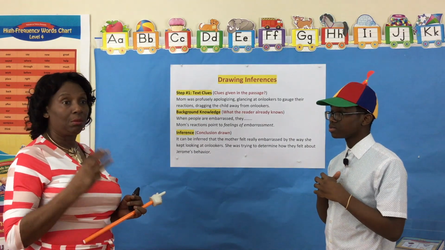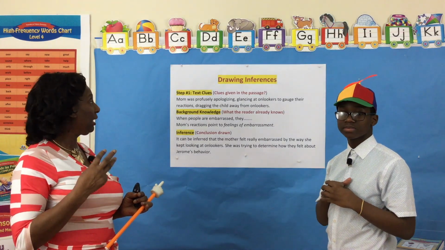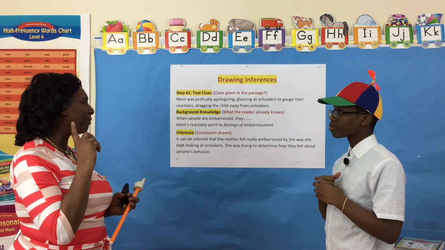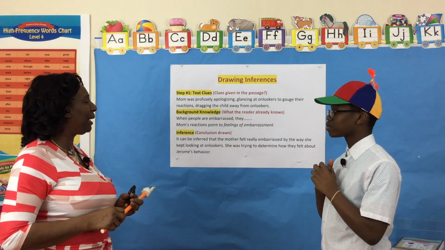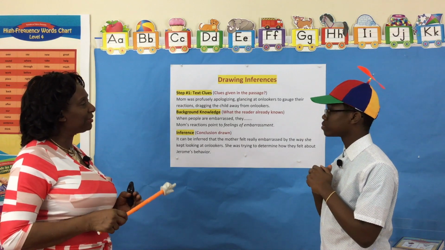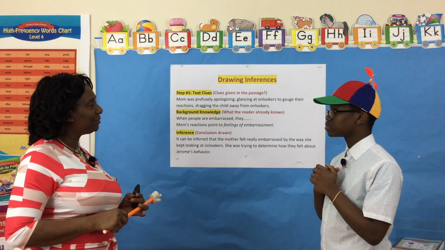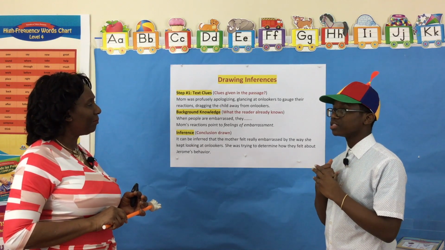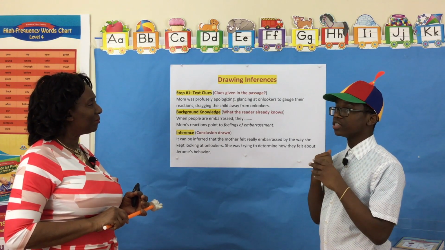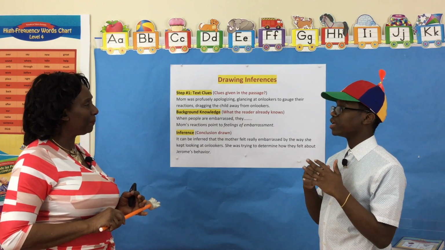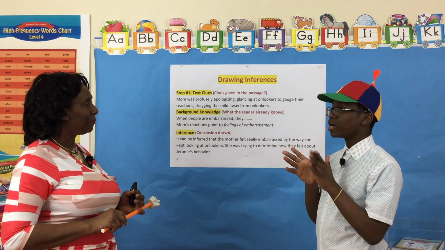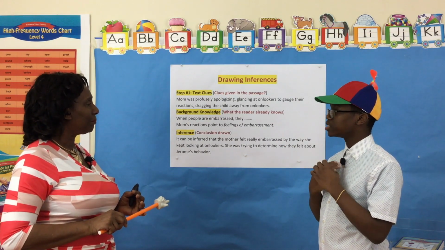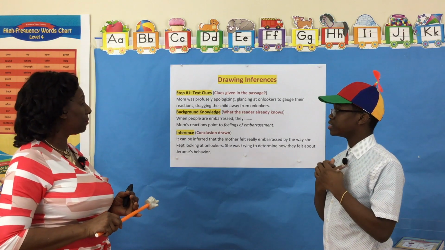Okay, so 3 clues. Okay, now let's go to your background knowledge, your previous knowledge about when people are constantly apologizing. Does that mean that they're embarrassed? Yes, it means that they're embarrassed because they're subconsciously trying to get away from the situation, and they subconsciously apologize to make people understand their position.